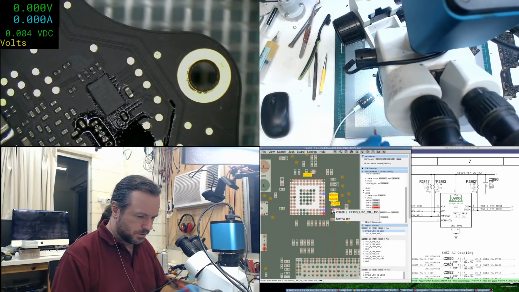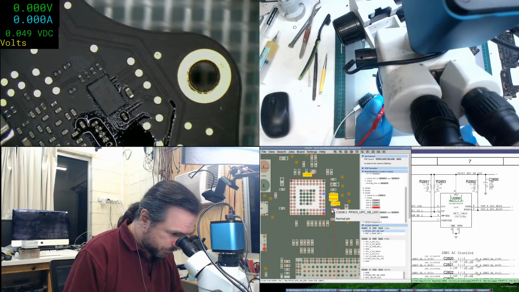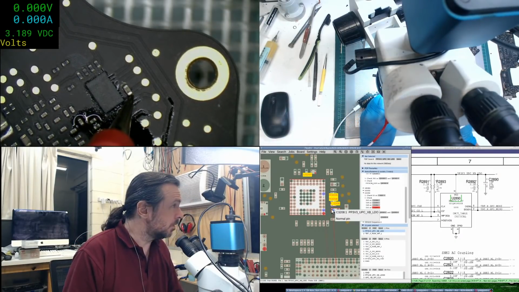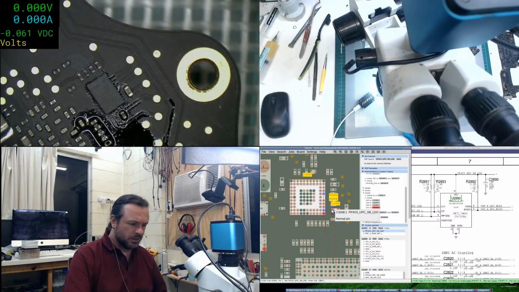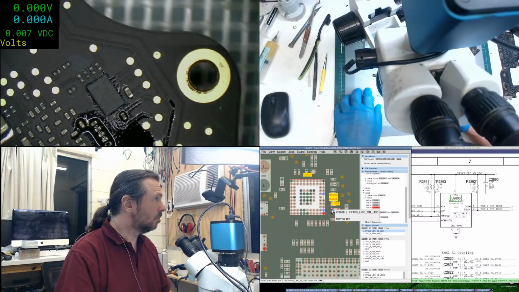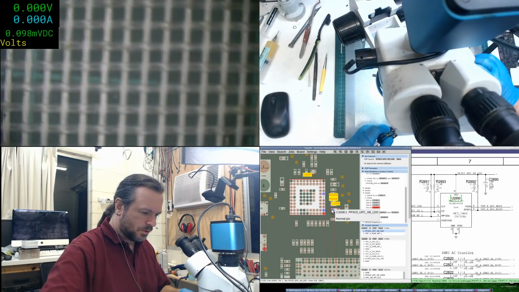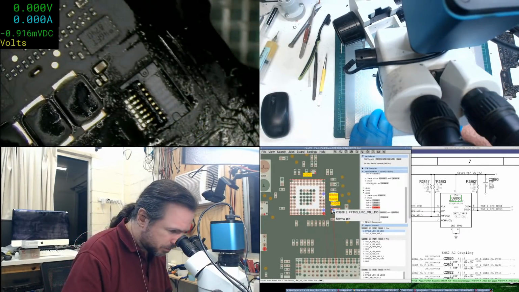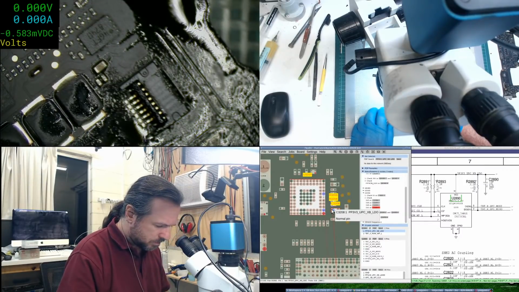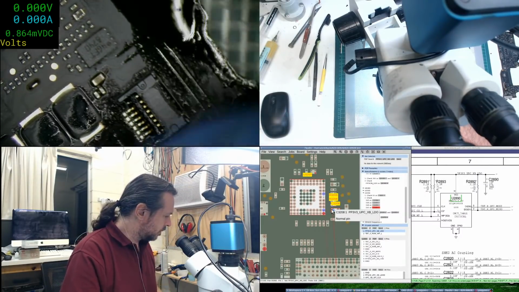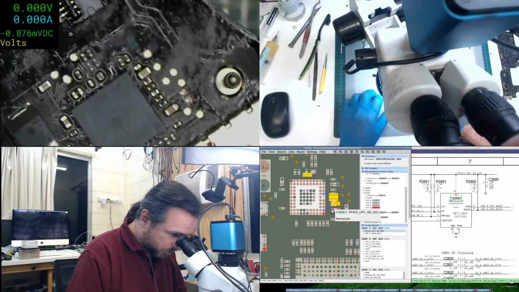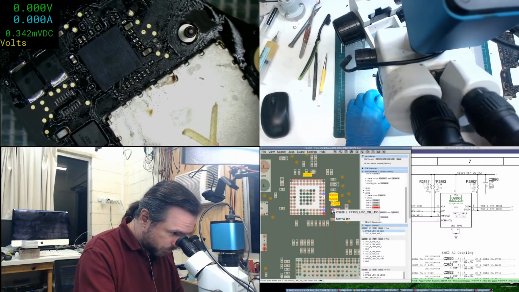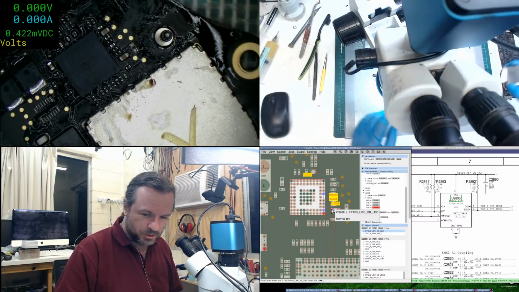I hate it when you get jobs like this where crazy stuff starts happening. Okay, so that's showing 3.1. So I would say that that chip that we put back on is a dud. No great surprise. Well, I was worried it was going to be a dud, and it probably is a dud.